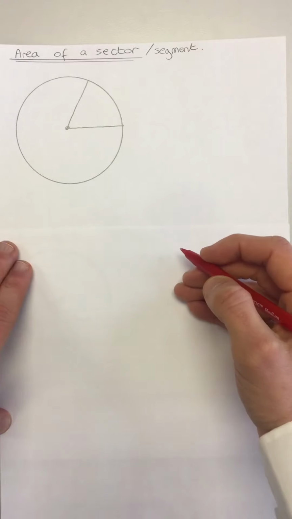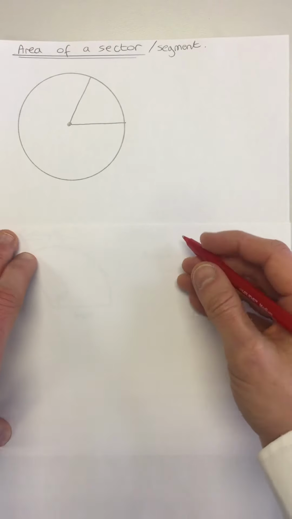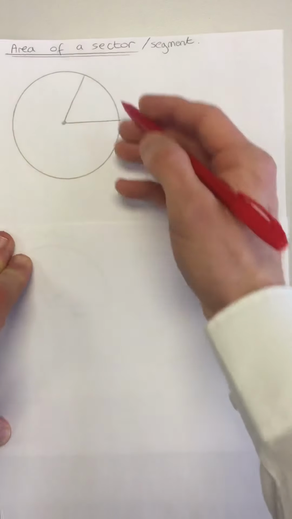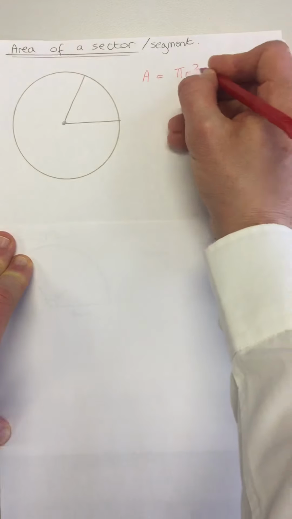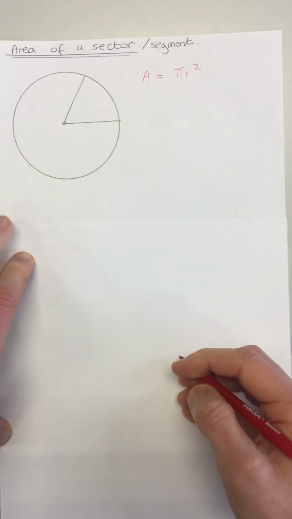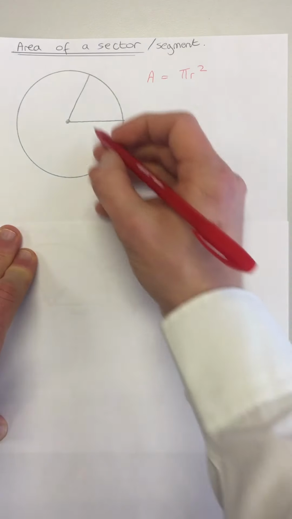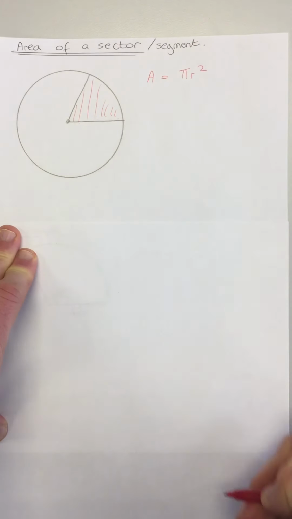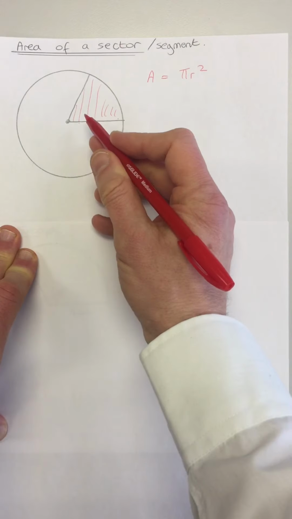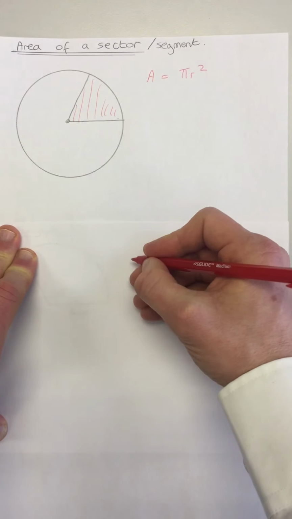We want to be able to work out the area of a sector. Now we know how to work out the area of a whole circle. The formula for that is just pi r squared, pi times the radius all squared. So if I want the area just of this sector here, then obviously this is a fraction of the whole circle.